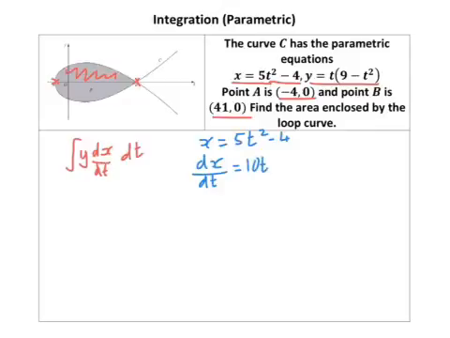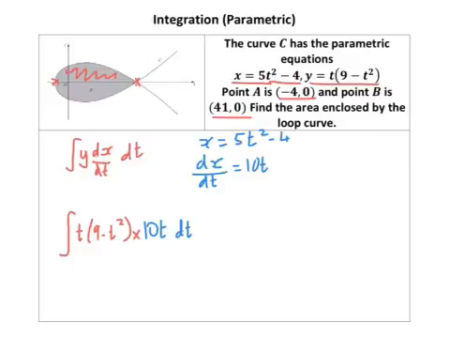So here we go, we've got the limits. Now we've got t(9 minus t squared) times 10t, I'll do that in blue so you know where it's come from, dt.